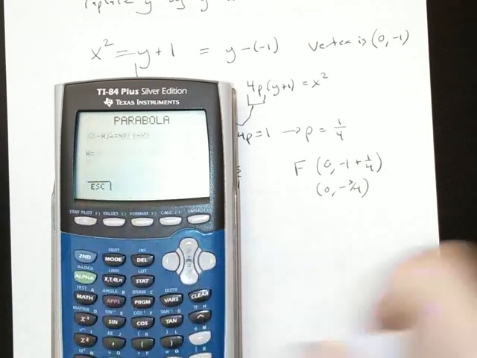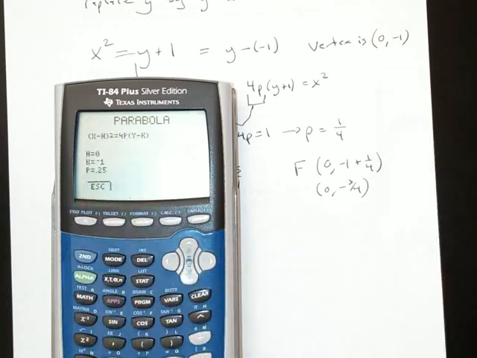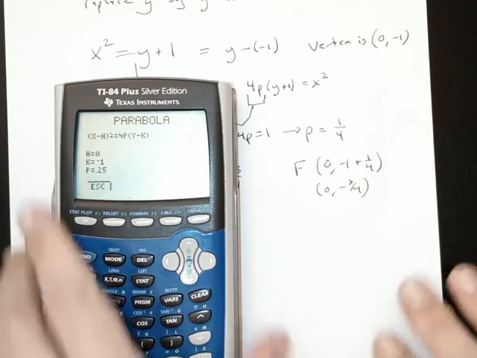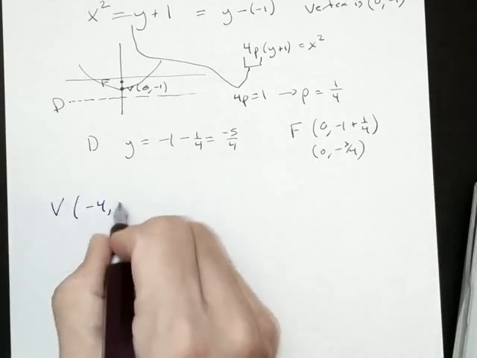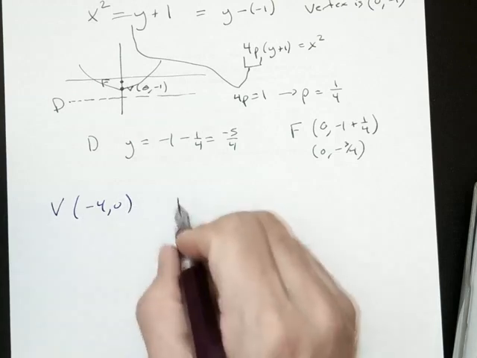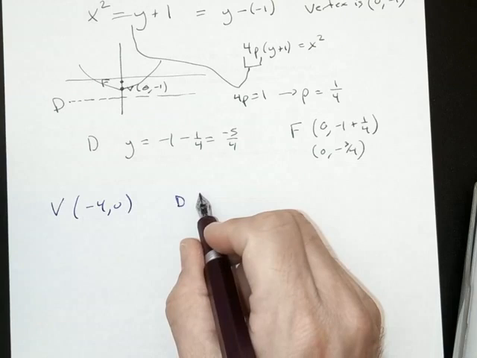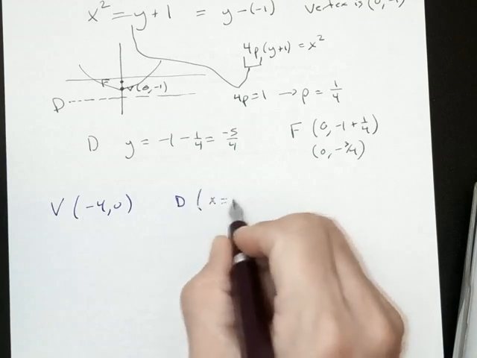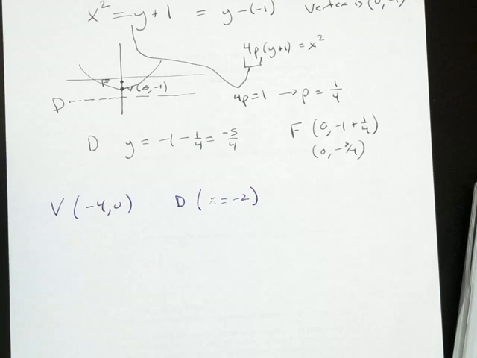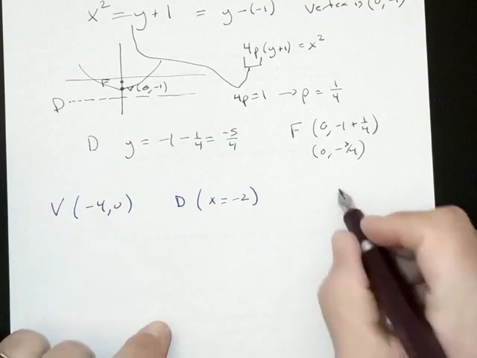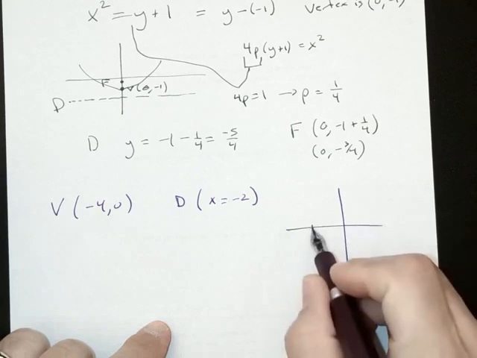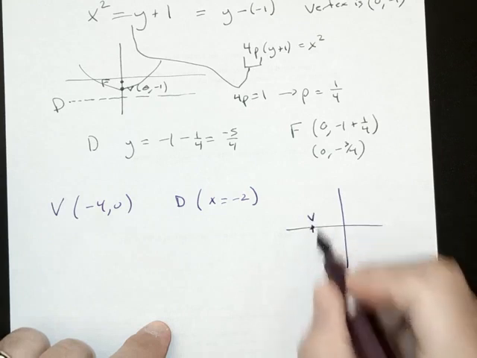Sure. If I do this first one, I was actually asked in the next question I have sitting in front of me, what if my vertex is minus 4, 0, and my directrix is x equals minus 2? Now this is going to give me a different problem altogether, but let's see if we can figure this out. So if I'm at negative 4, 0, that's over there somewhere, right?